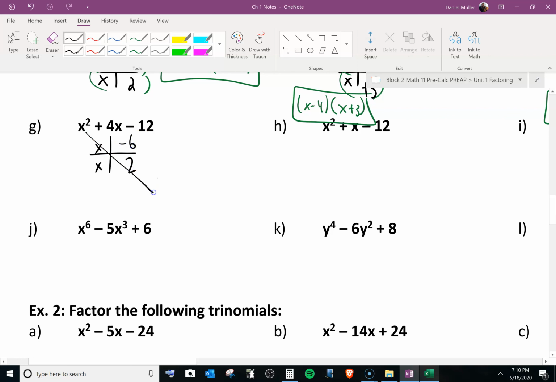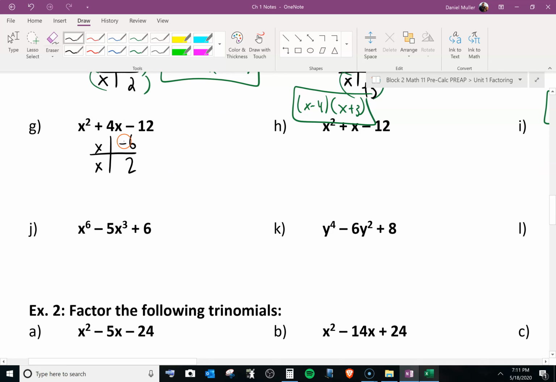So this diagonal is x times 2 is 2x. This diagonal is x times negative 6, that's a negative 6x. If I add those together, there's more negatives. There's 4 more negatives, so it's negative 4x. And is that my middle term? Close, but the sign is the wrong way. So if ever you do that, then you can just flip the symbols.